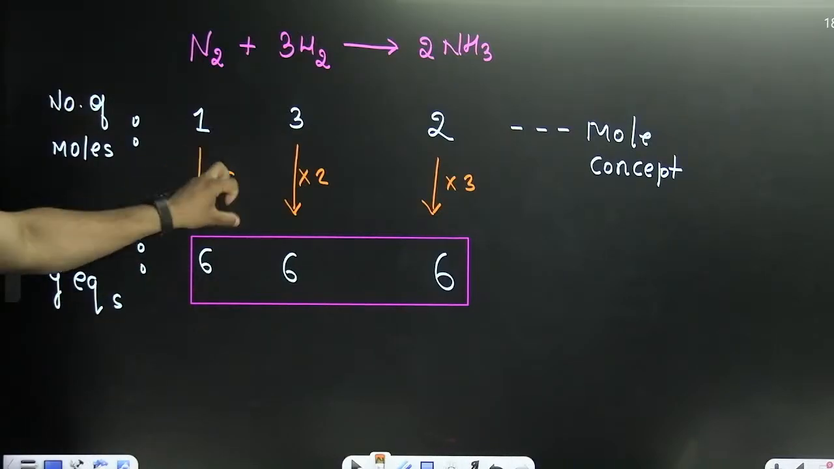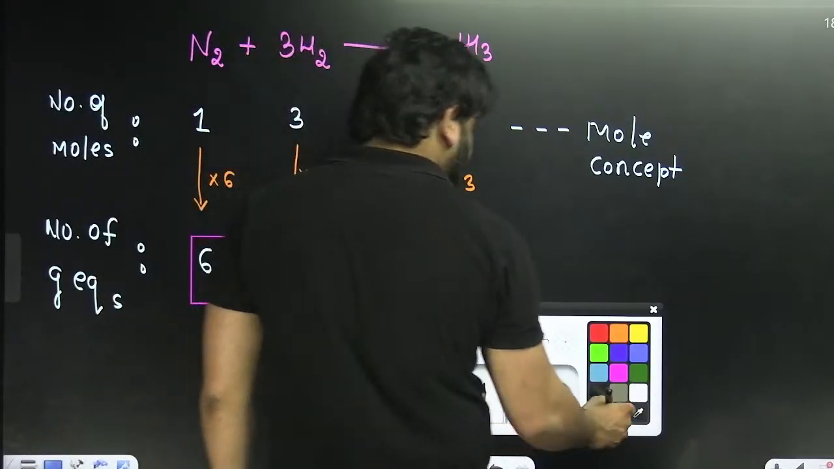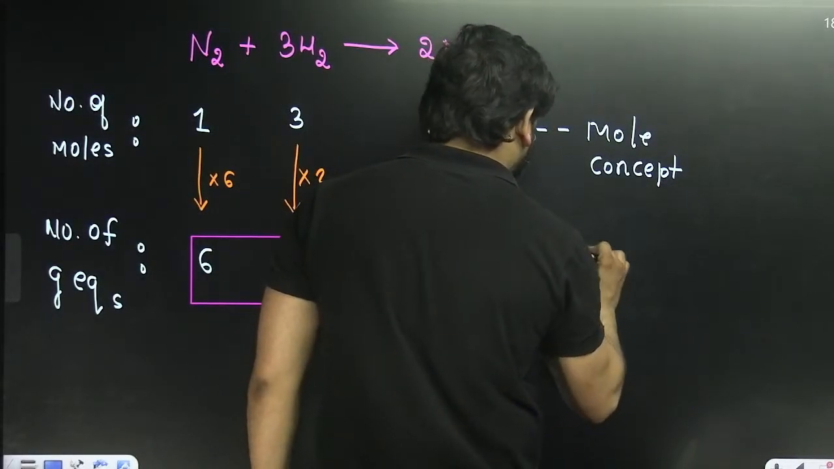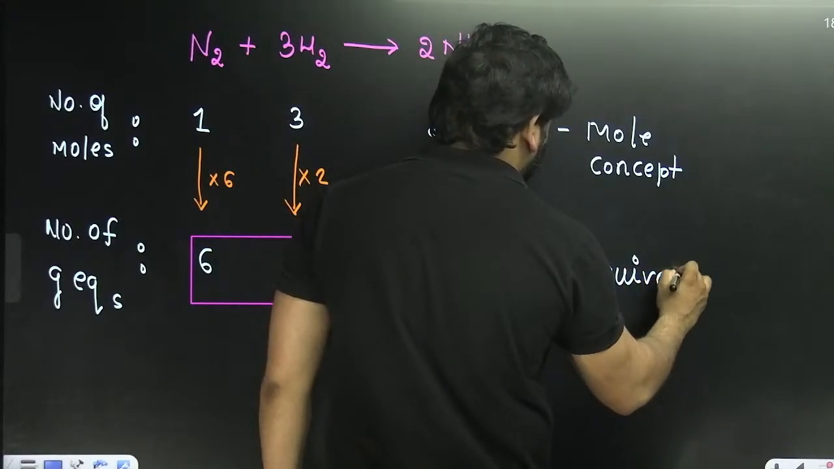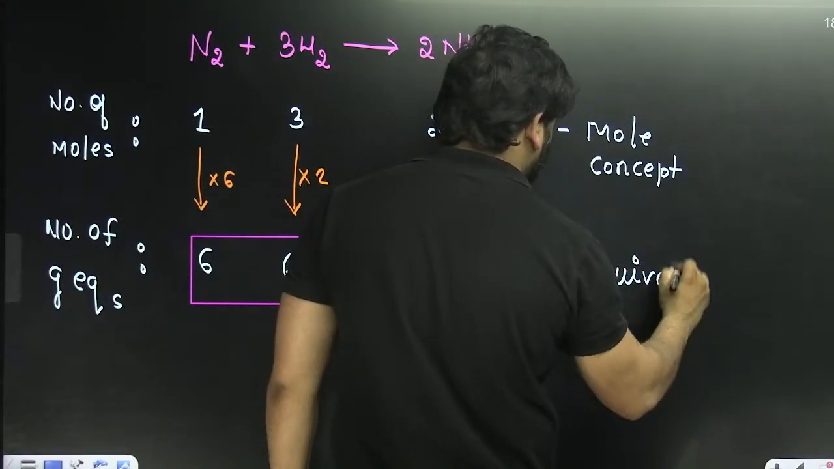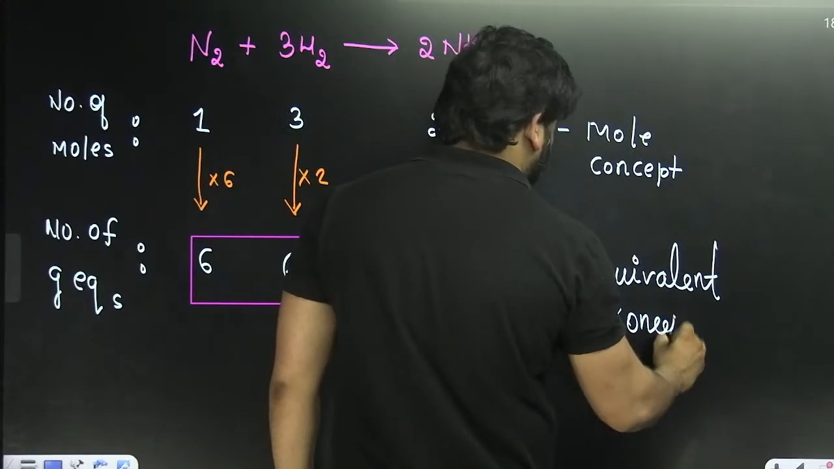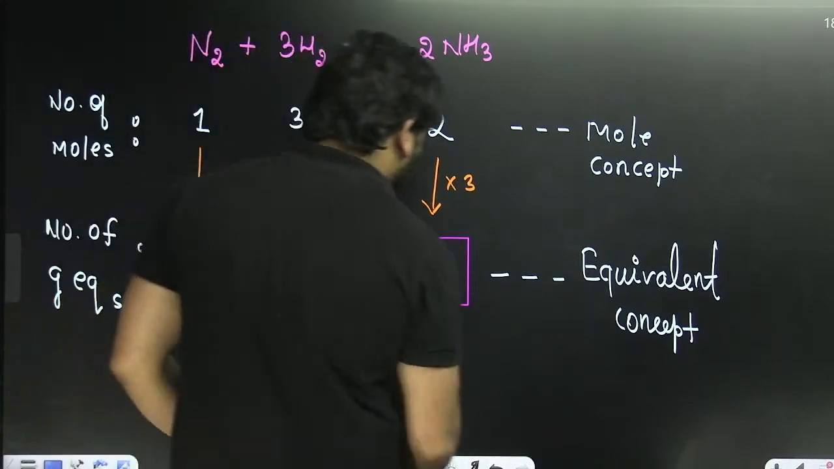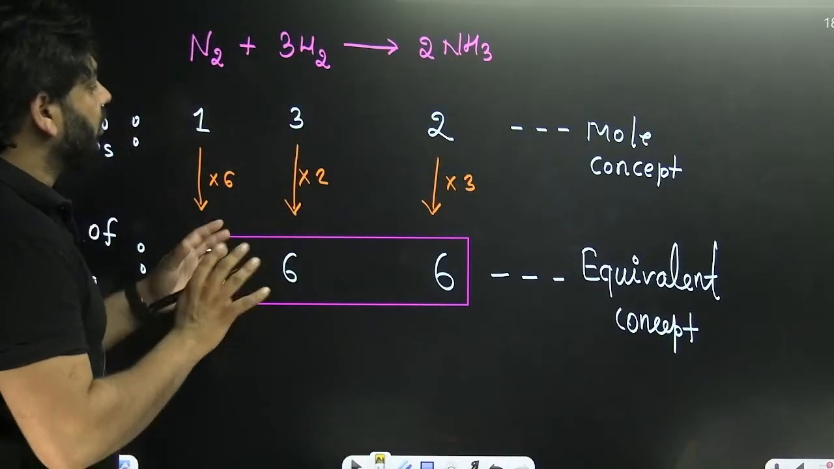So what are these 6, 2 and 3? First of all, this 6, 6, 6 that we have got here is actually the equivalence concept or equivalent concept. This is mole concept, this is equivalent concept. The equivalent concept says that gram equivalents of all the reacting and product species will be equal.